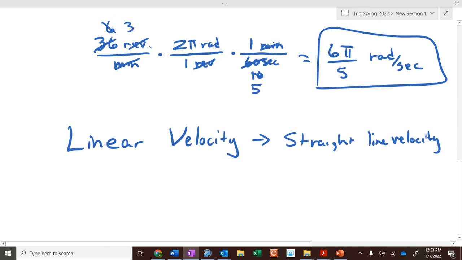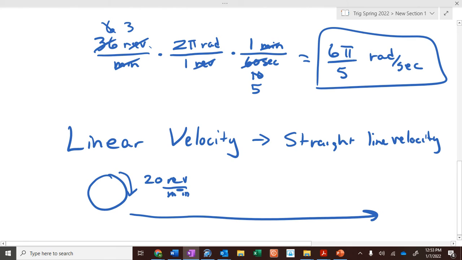Okay, so let's say a tire is traveling around at 20 revolutions per minute. Somebody's going really slow and they're going around. That tire is going around at 20 revolutions per minute. How far does it go down the road? Well, a big tire going 20 revolutions per minute will go a lot further than a little tiny tire going 20 revolutions per minute. So it all depends upon the radius.